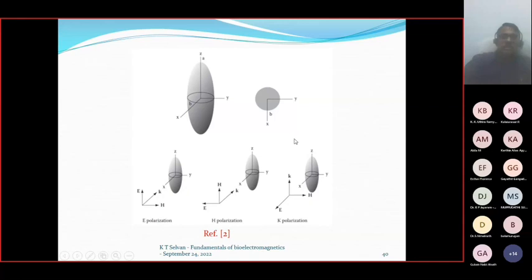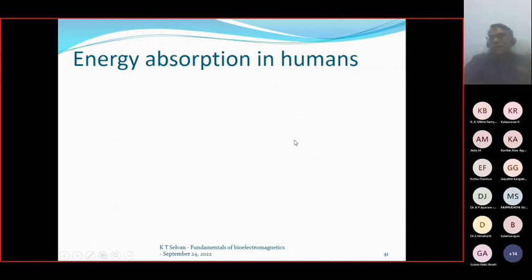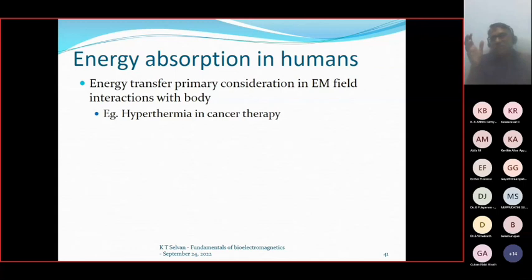Now, coming to energy absorption in humans, how much energy is transferred or absorbed is an important consideration when we talk of both applications as well as possible health impact, and hyperthermia in cancer therapy where tissue heating is involved.